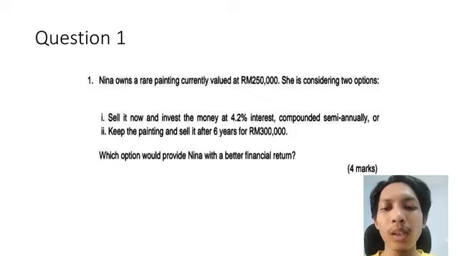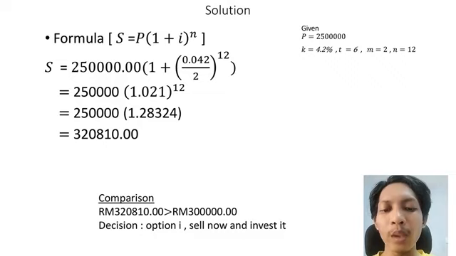Option 1 is to sell the painting right now, invest the money at an interest rate of 4.2%, compounded semi-annually for 6 years. Option 2 is to simply keep the painting and sell it after 6 years for a guaranteed 300,000 ringgit. We need to find out which option gives Nina the best financial return.